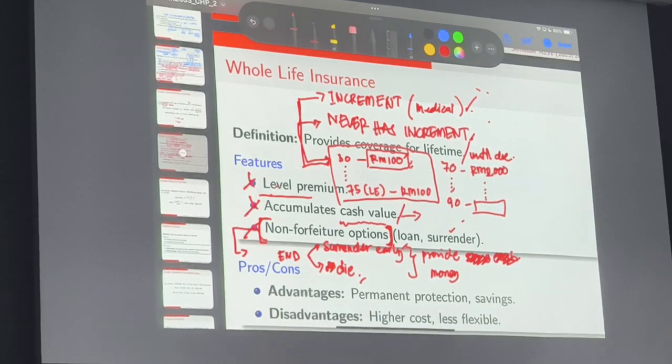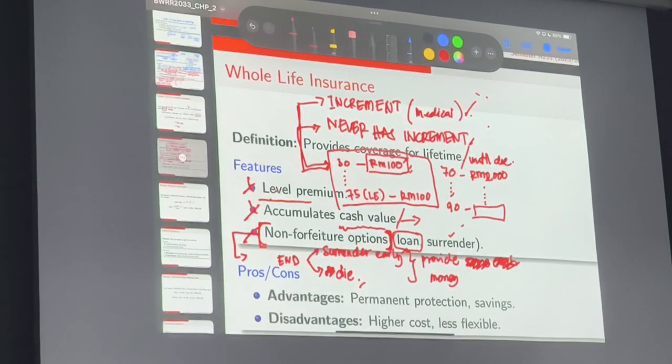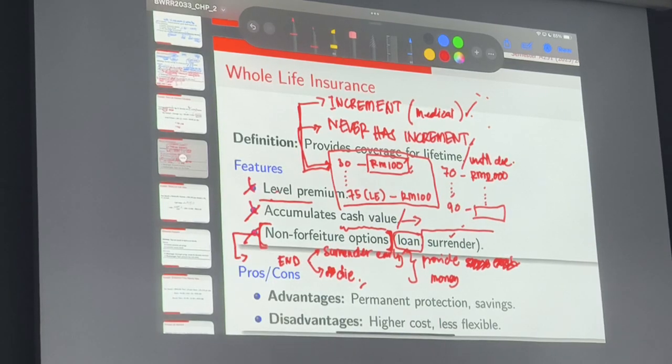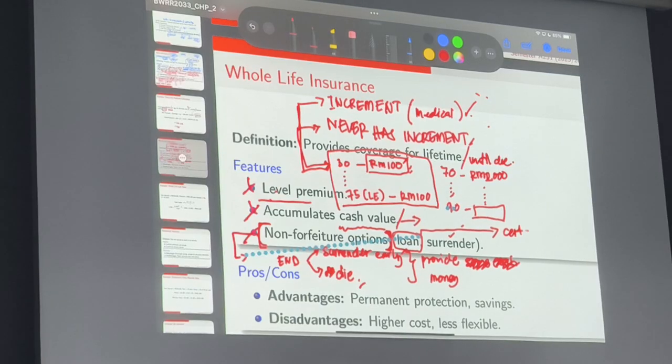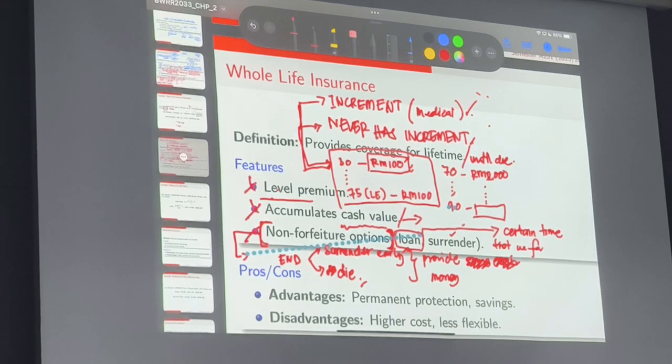Okay, this one surrender. Loan kat sini maksudnya in the case that there is certain time, ada certain time that we fail to pay.